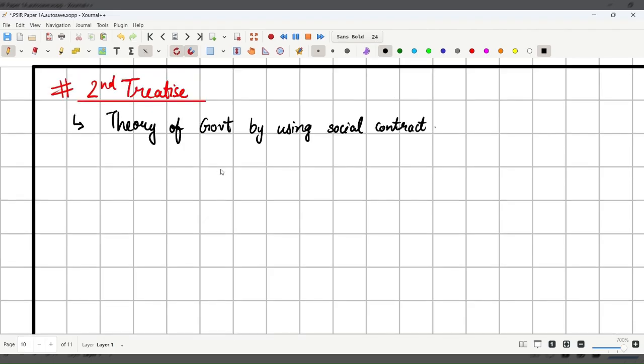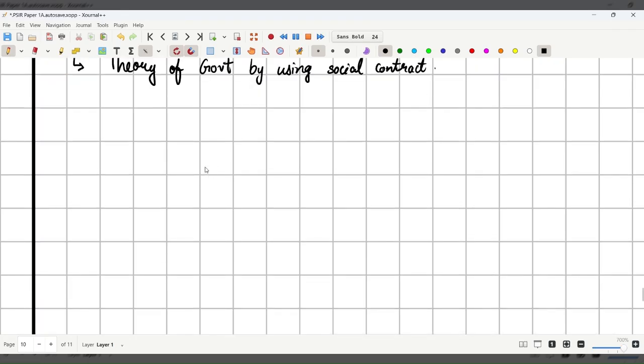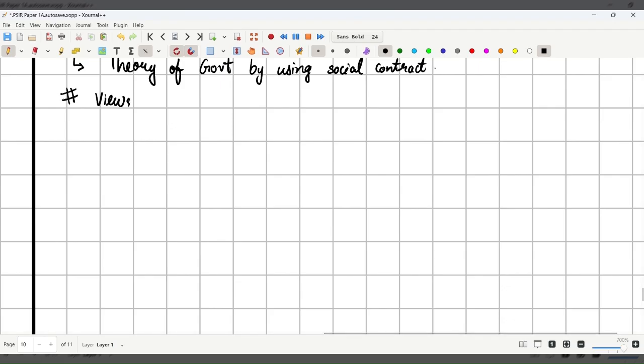In this treatise, Locke gives his theory of government by using social contract. But before arriving at social contract, we are going to learn about his views on human nature and state of nature. First, his views on human nature.